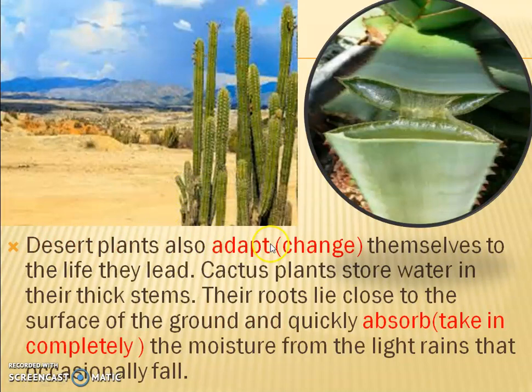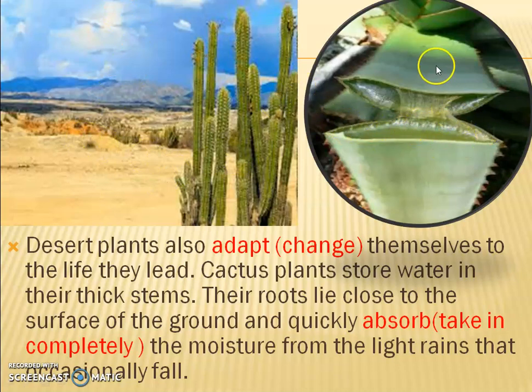Desert plants also adapt, it means change themselves to the life they lead. Cactus plants store water in their thick stems. Their roots lie close to the surface of the ground and quickly absorb, it means take in completely, the moisture from the light rains that occasionally fall. So these cactus and the other plants in the desert area absorb water from the surface of the ground, and whenever there is a light rain, they absorb the water and store it in their stems.